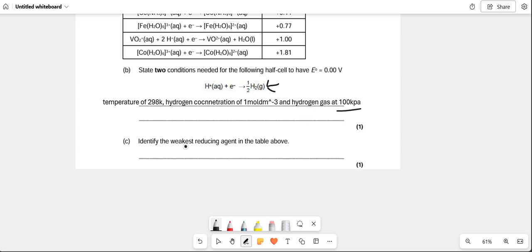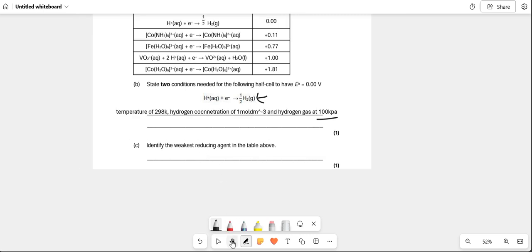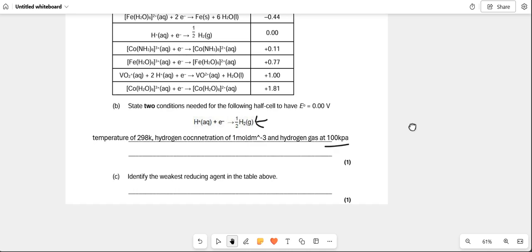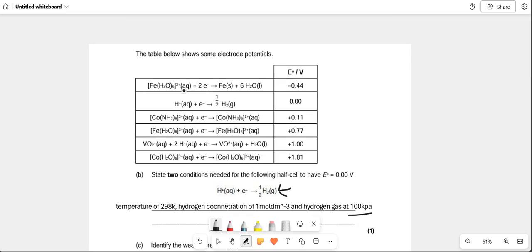Next, identify the weakest reducing agent on the table. As you see, all the things on the left-hand side are accepting electrons, so they are being reduced. A reducing agent gets oxidized itself and reduces other things. So we're going to look at the right-hand side, because these are things that are going to oxidize back into the left-hand side.